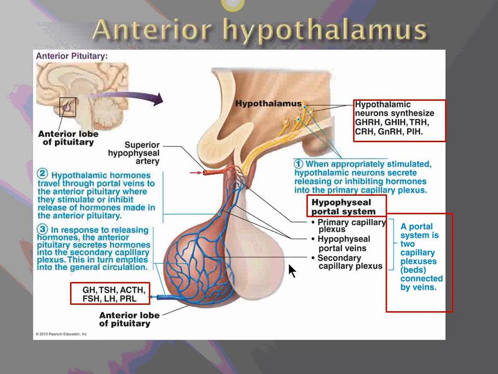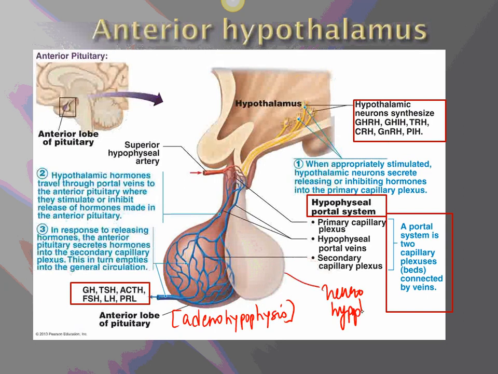Let's look at the anterior hypothalamus. The anterior hypothalamus is connected to the anterior pituitary, which is also known as the anterior lobe of the pituitary, just as the posterior pituitary is called the posterior lobe. Another name for the anterior lobe of the pituitary is adenohypophysis, and the posterior lobe is also called neurohypophysis.